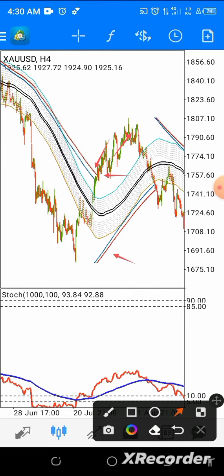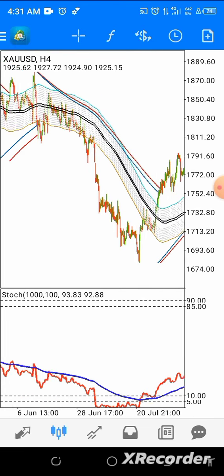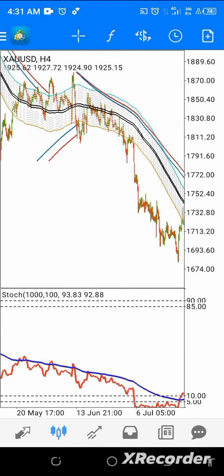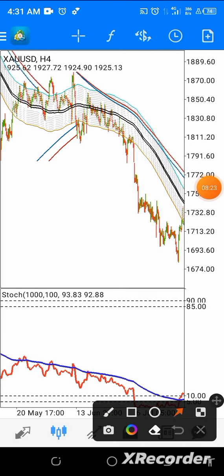Guys, this is 4 hours. As you can see, this very entry here can give you 400 pips, can give you 300 pips. Do not be greedy. This is another sell opportunity.